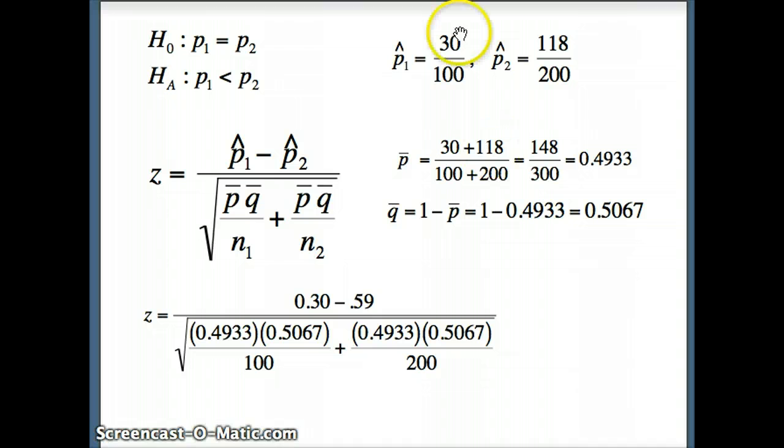So if we want to plug these in, P1 hat, 30 out of 100, is 0.3. P2 hat, 118 over 200, is 0.59. P bar, Q bar, 0.4933, 0.5067, over N1 of 100. P bar, Q bar, 0.4933, 0.5067, over N2 of 200. And we will solve this using Excel.